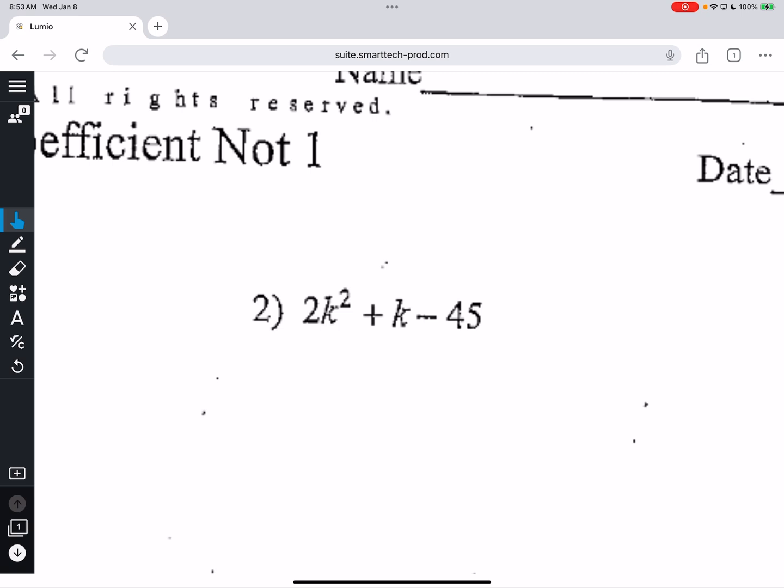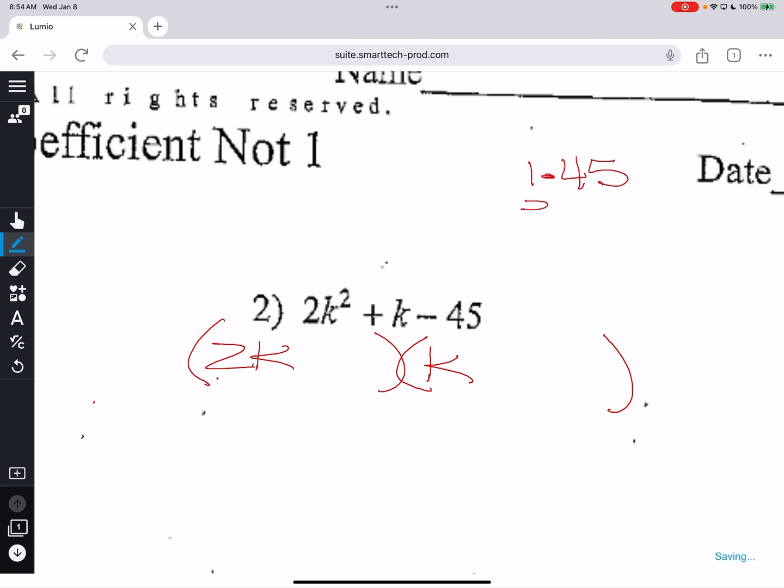So, first thing we do, we're going to do the 2K. Are our signs going to be the same? No, but we don't know where they're going to be yet. So, factors of 45. 1 and 45. 2 doesn't go. 3 and 4 doesn't go. 5 and, as you said, 9. 6 doesn't go. 7 doesn't go. 8 doesn't go. And we're back to 9. So there we are. So we need to subtract the outer and inner to get a positive 1.